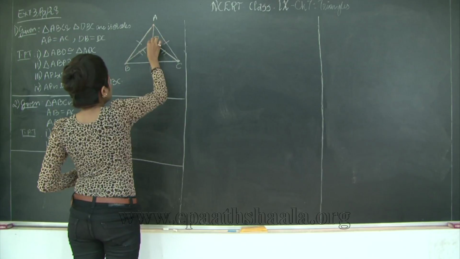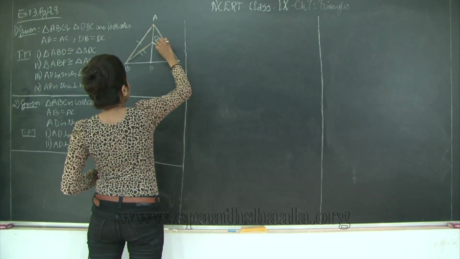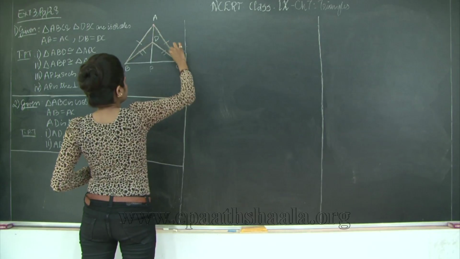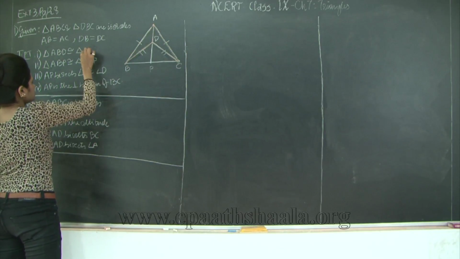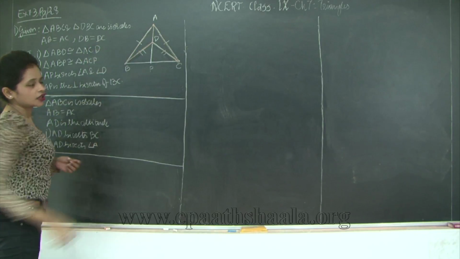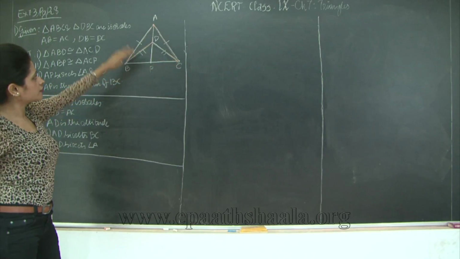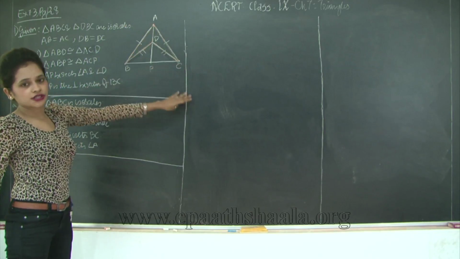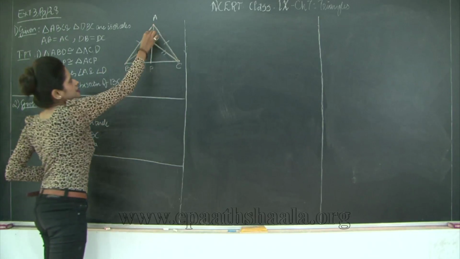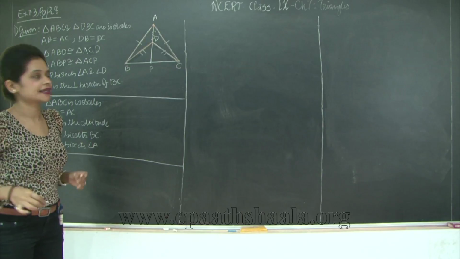So ABD and ACD. So how are we going to prove them congruent? It is very obvious over here. We have been given that AB is equal to AC, DB is equal to DC, as well as this is the common side here. Therefore, the two triangles are congruent by the side side side test of congruence.